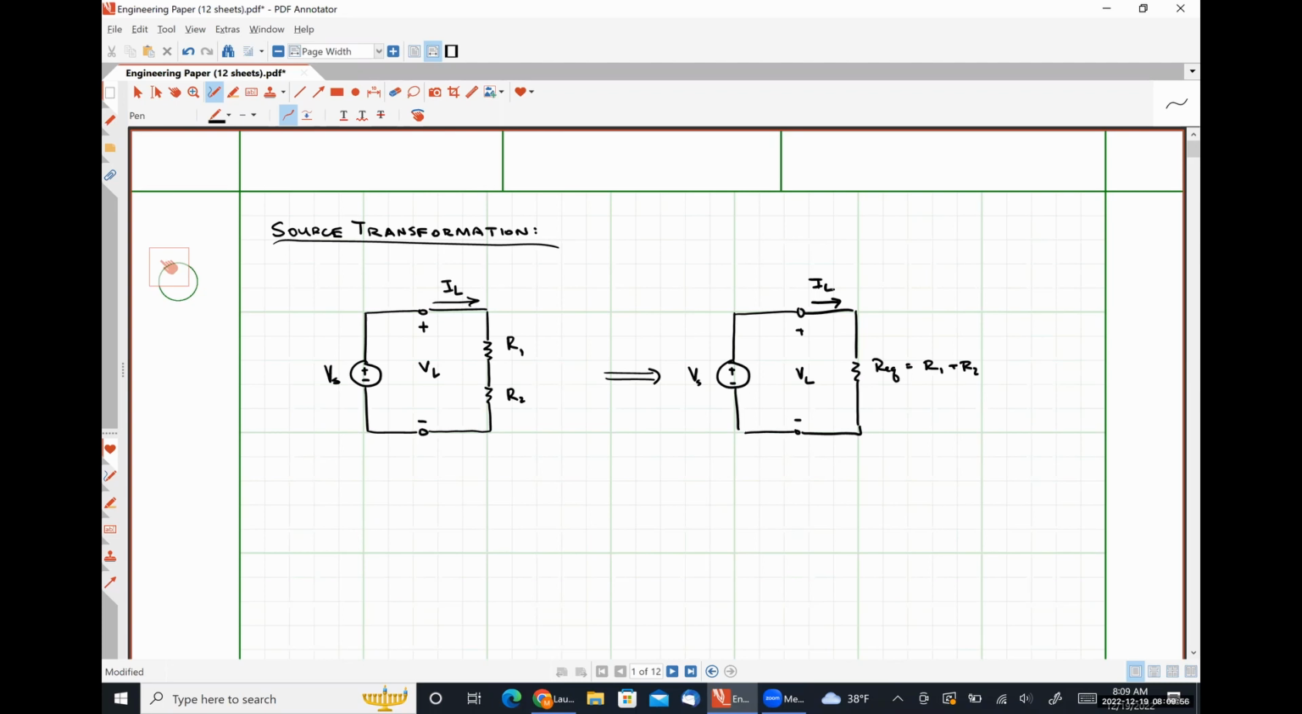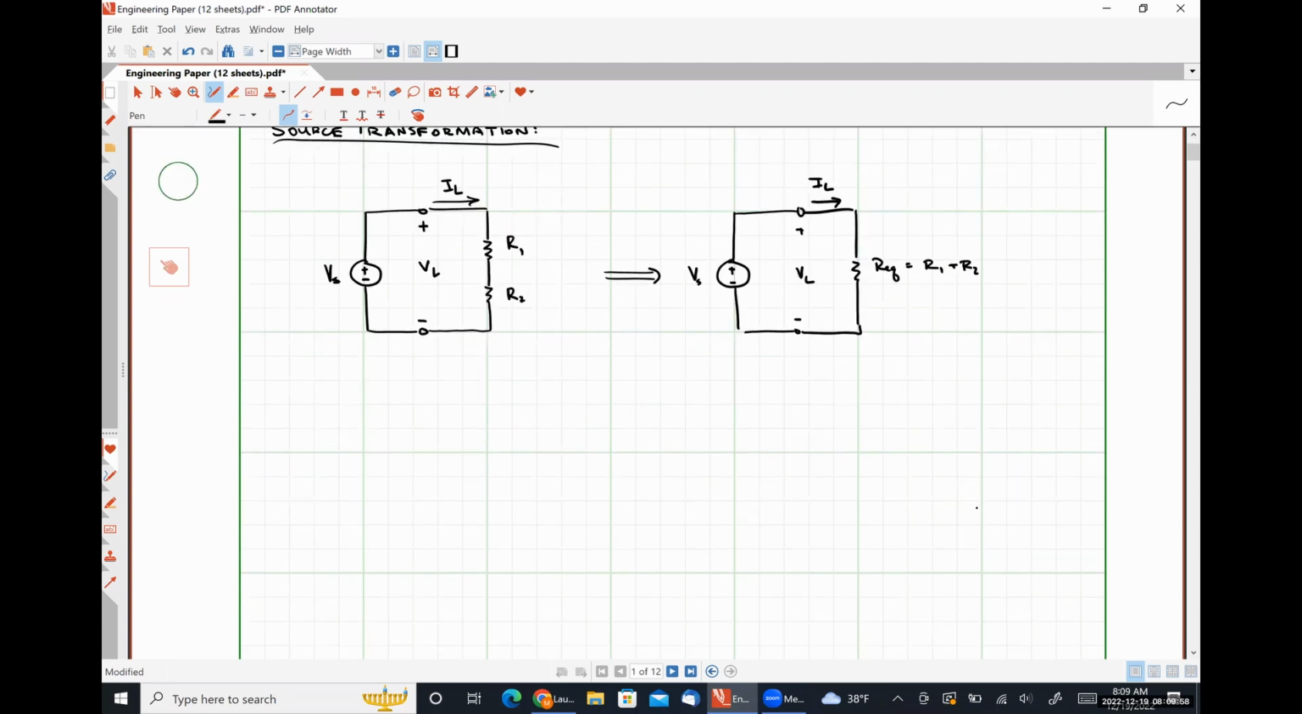So now I want to show you guys something. Okay. I argue that the following two networks are electrically equivalent.